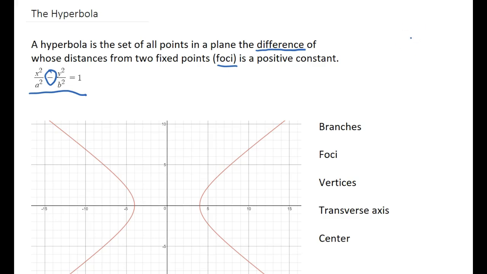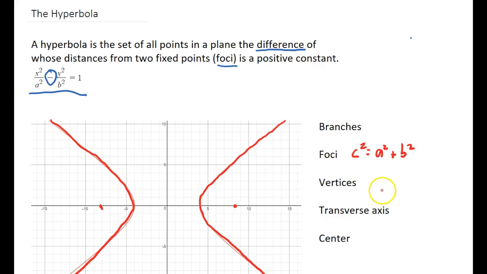Okay, now the actual hyperbola are these curves here, and every hyperbola has two of them, and they're called branches. They are not parabolas, okay? So those are called branches. Your foci are always inside the hyperbola. You have two of them. In this case, to locate them, c squared equals a squared plus b squared. Once again, with an ellipse, it was a squared minus b squared. Here, it's a squared plus b squared.